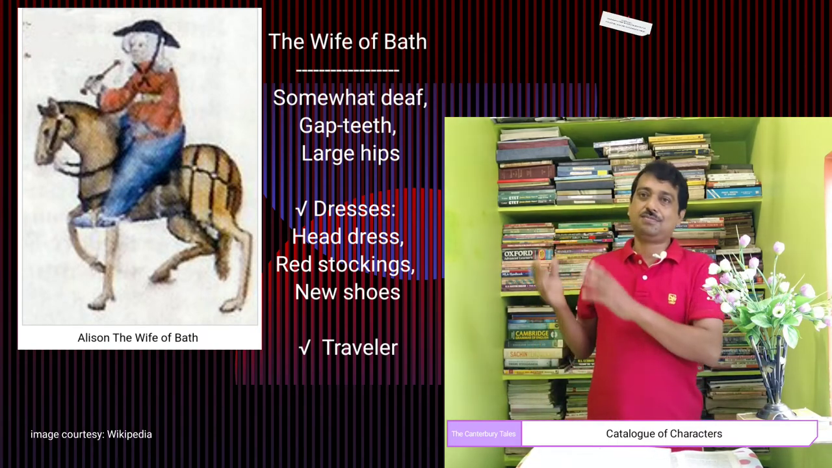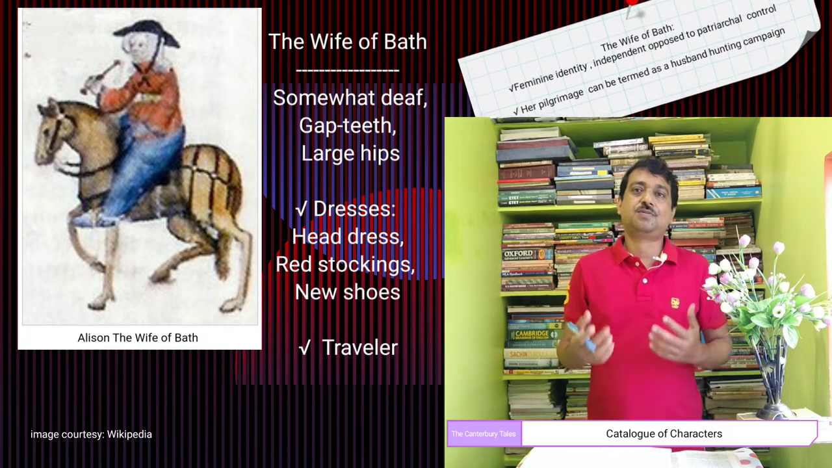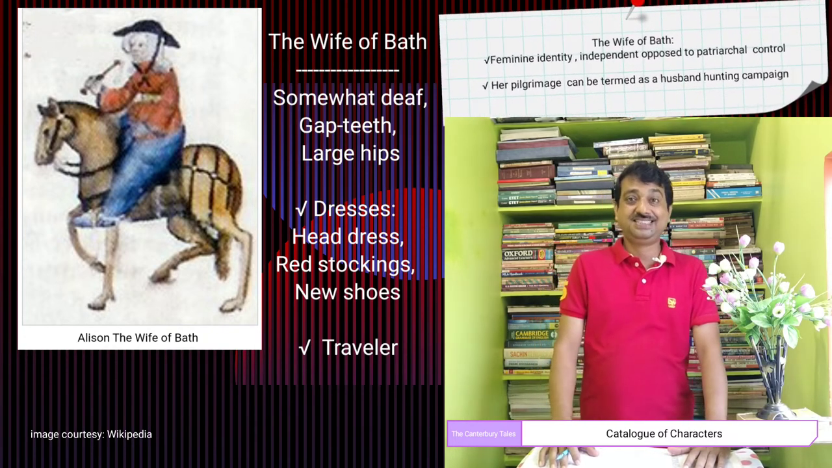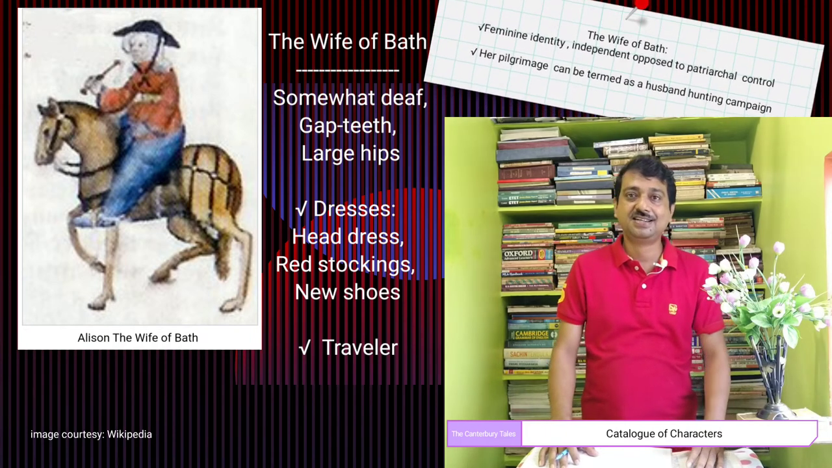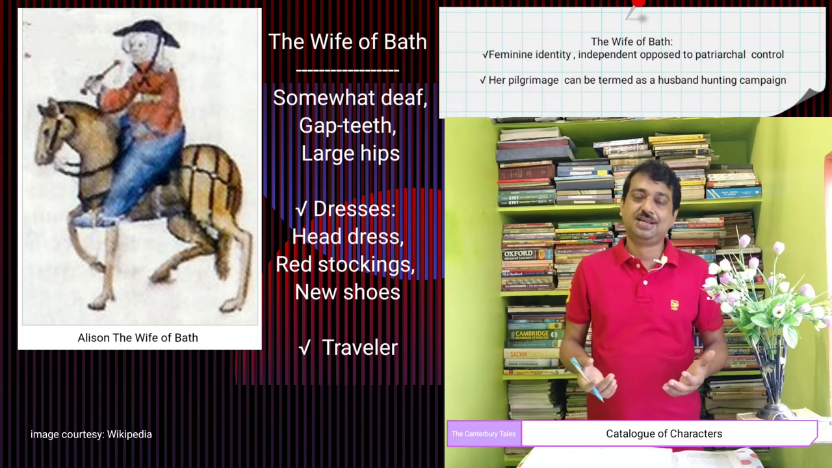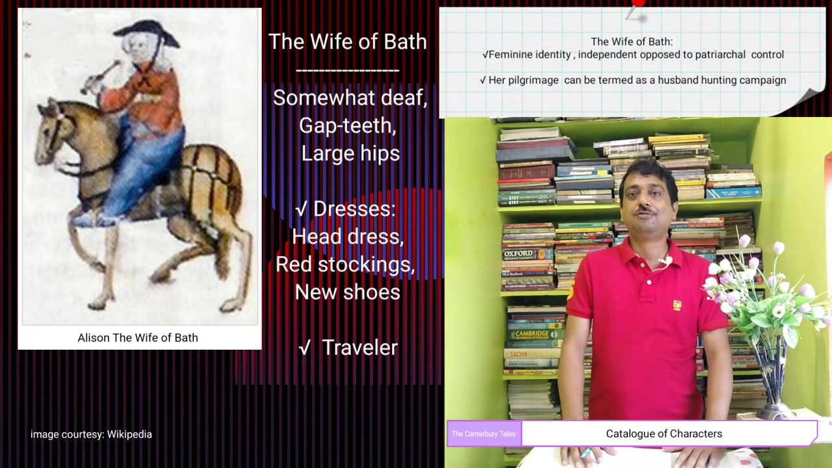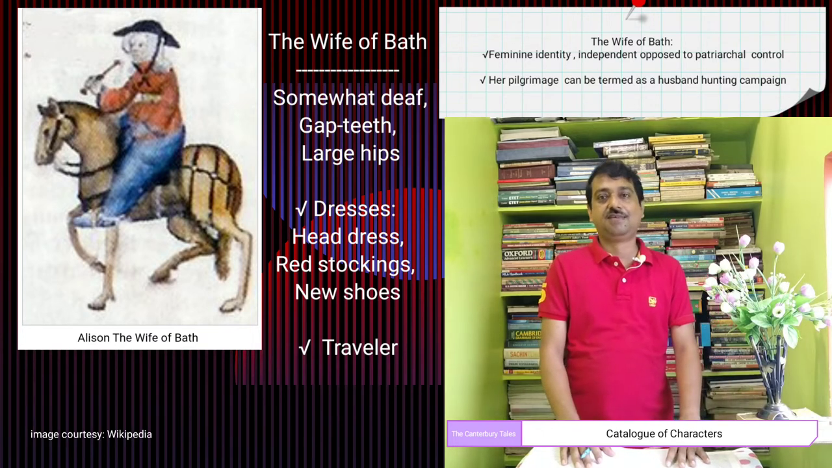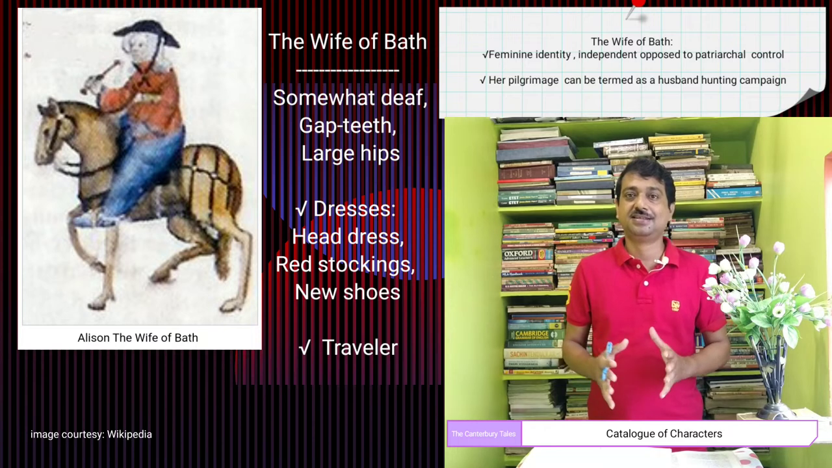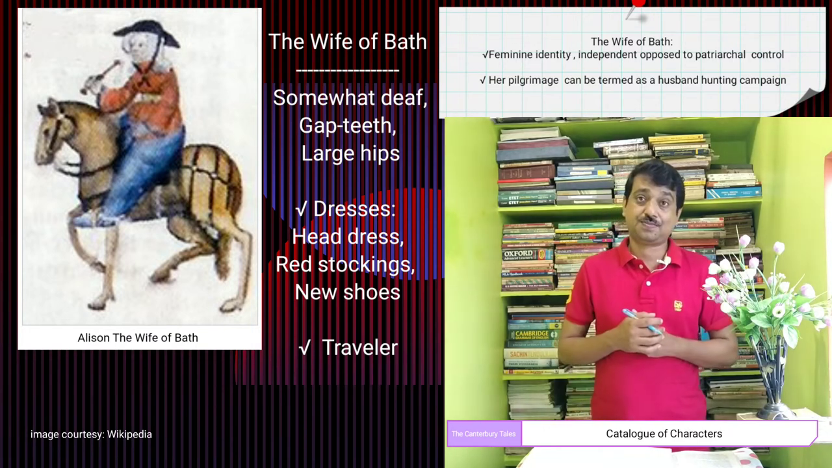Now the most notable, the wife of Bath. The gaily attired, buxom wife of Bath, somewhat deaf, gap-toothed, with large hips hidden by her clothing, is an abiding interest among the pilgrims. She always wanted the front row in church and to be the first at any offering. She wore a heavy headdress, red stockings, and new shoes.